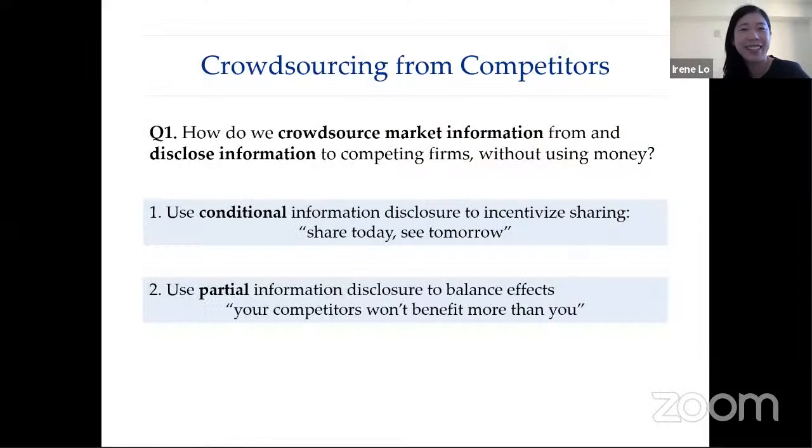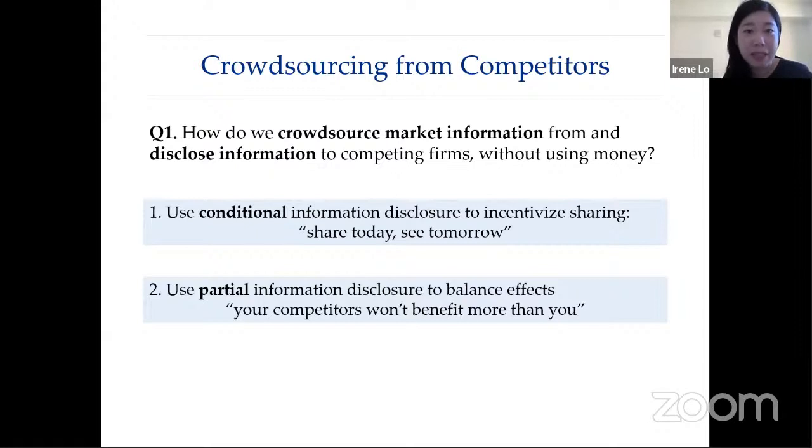So here's the slide. The idea is, we want to crowdsource market information and incentivize people to give valuable information. And they might not be incentivized because they're competing with the people they share information with, right? And so the incentive we use is we use information to incentivize sharing of information. So on the app right now, actually, let me take a step back. On the app right now, they use money to incentivize. They say, if you share a piece of information, we'll pay you this amount of money per piece of information.